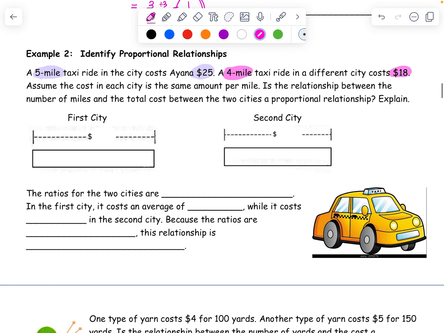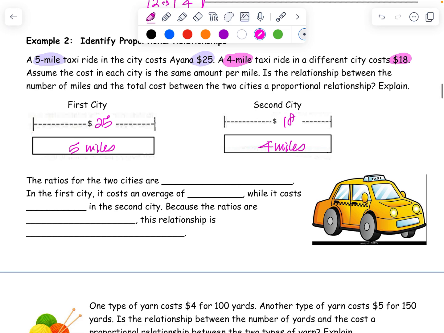Okay, let's finish this diagram. First city, for 5 miles, they charge $25. And second city, for 4 miles, they charged $18. Okay, so if you look at this, by the way, when you have two different quantities, always put the money on the top. Money always goes on the top. So $25 for 5 miles. And then we got $18 for 4 miles. So let's simplify this now.